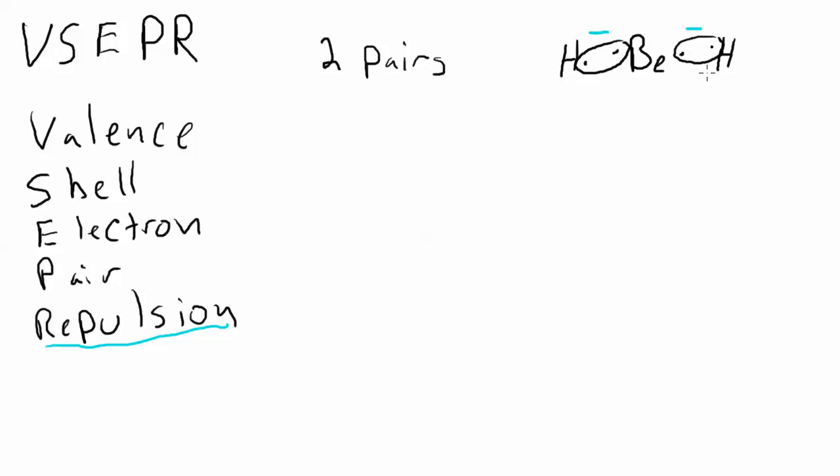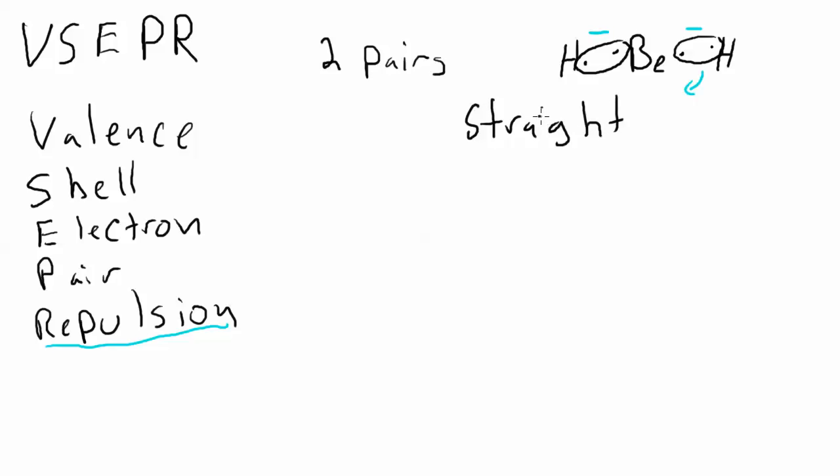Let's say this pair of electrons moved this way a little bit and got closer to this pair of electrons. Well, the like negative charges would repel, and so either this one would move back or this one would shift over so that they're always 180 degrees from each other. And because of that repulsion, anytime you have a central atom that has two pairs of electrons around it, it forms what's called a straight shape, and those electrons are 180 degrees from each other.